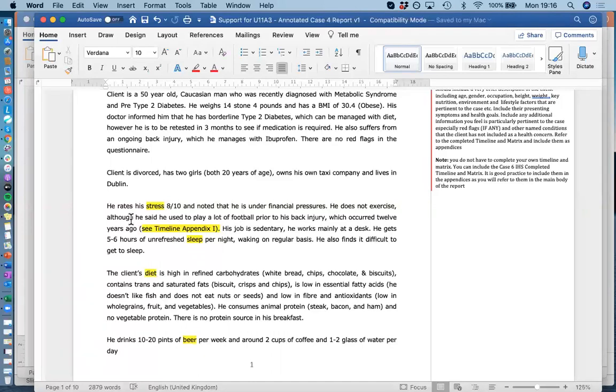So you can see here he rates his stress 8 out of 10, and noted that he's under financial pressure. So this is some of the sources of his stress. He doesn't exercise, although he said he used to. So it's just giving a bit of background information.